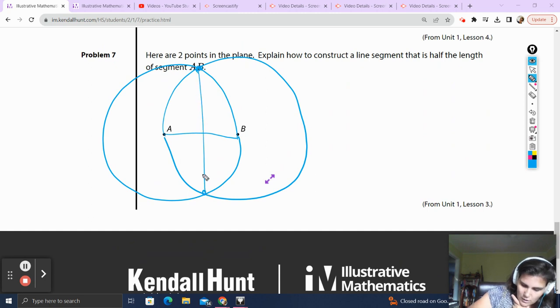I take my 2 points of intersection. I connect them. Shroom! I get my perpendicular bisector, which tells me this guy and this guy are the same length, i.e. this segment over here is half the length of the whole segment, segment AB. And I did it by creating my perpendicular bisector.